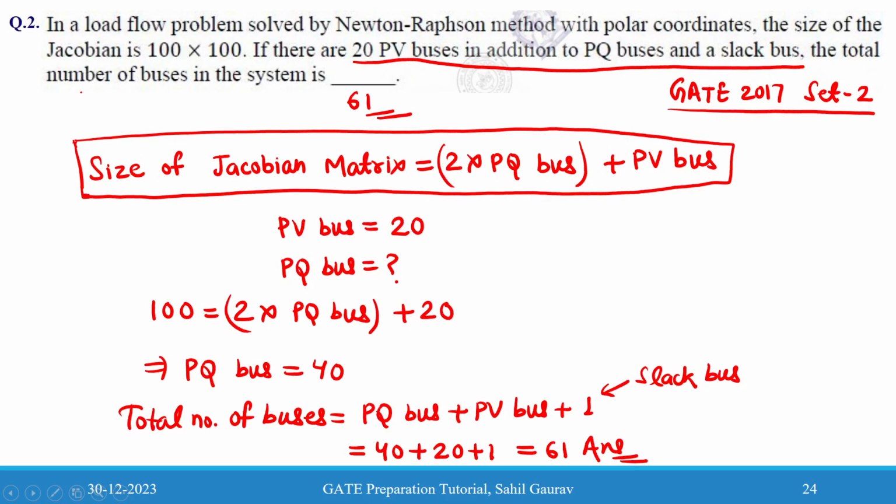Now coming to the second question. In the load flow problem solved by Newton-Raphson method with polar coordinates, the size of Jacobian is 100 cross 100. If there are 20 PV buses in addition to PQ buses and a slack bus, the total number of buses in the system is? So the size of Jacobian matrix, we know that is 2 into PQ plus PV bus. PV bus is 20 given, PQ bus you have to find, and Jacobian matrix size 100 is given. From there you will get the PQ bus is 40. So total number of buses will be PQ bus plus PV bus plus 1. PQ bus is 40, PV bus is 20, and 1 is slack bus. Therefore, you will get 61 as the answer.